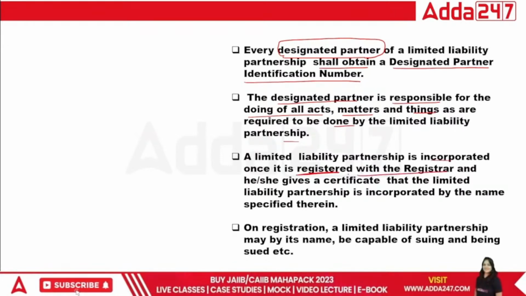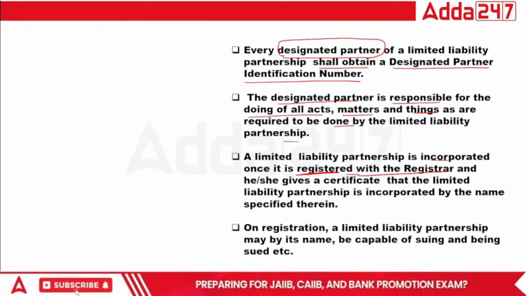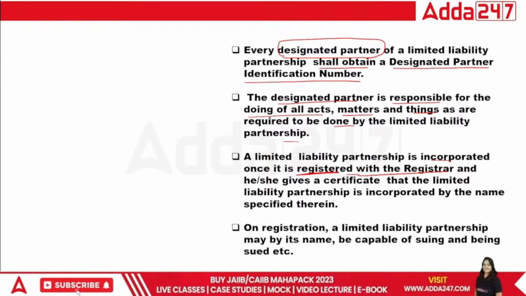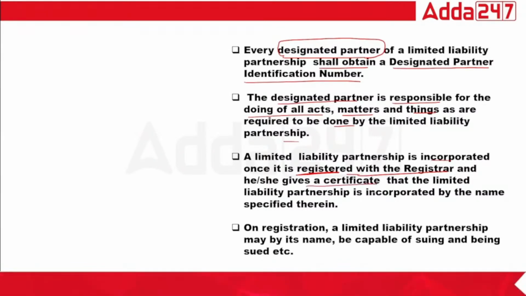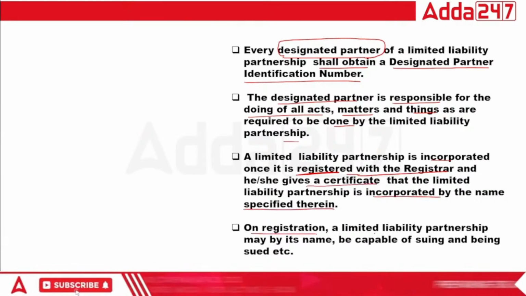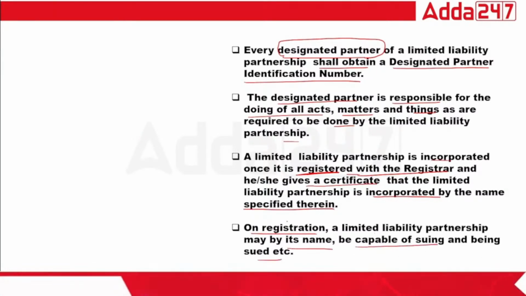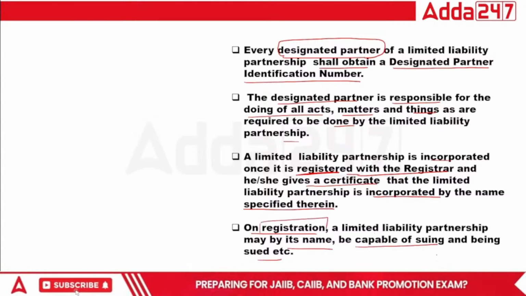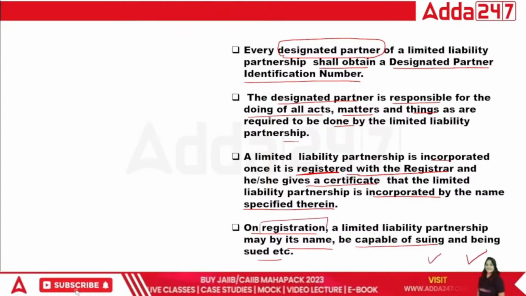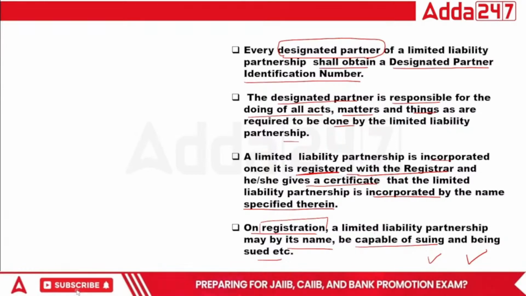It means in LLP also registration is compulsory, just like the company. LLP is incorporated once it is registered with the registrar, who gives a certificate that the LLP is incorporated by the name specified. On registration, LLP is capable of suing and being sued. It means once it gets registered, we can file a case and LLP can also file a case. So this is the basic quality of LLP, guys. That is important.